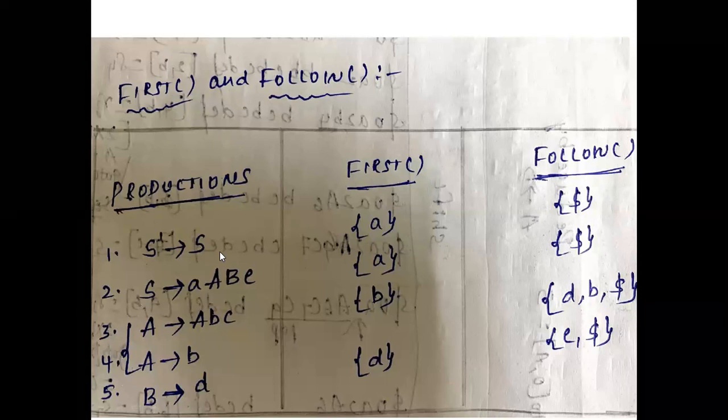And see here, what is first of S dash? Checking the given grammar, the rule is S dash tends to S. For this rule, what is the first appearing symbol on the right hand side? It is S, which is a non-terminal. So I need to determine the first of S, because directly I don't have an epsilon or a terminal. Here I have a non-terminal.